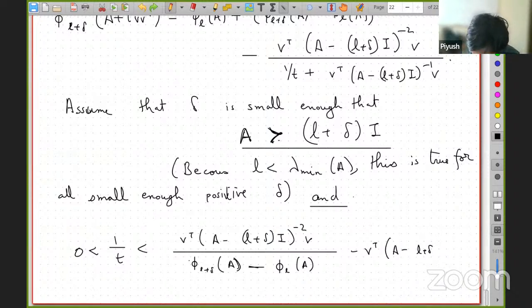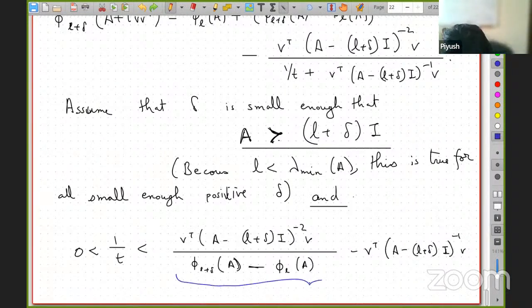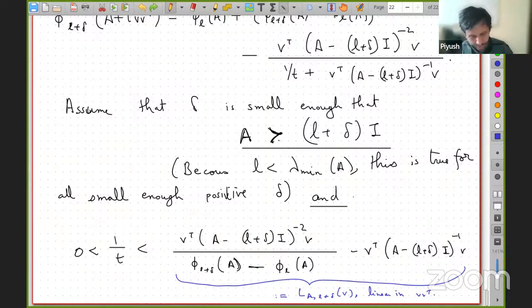So again, notice that this number is positive. The denominator is positive. Okay, so this again we will call this L_A(L + delta V). And again, it's linear in V transpose. They're the same.